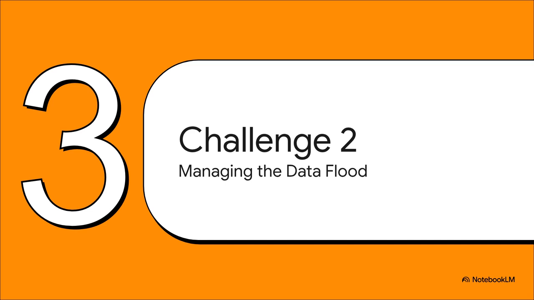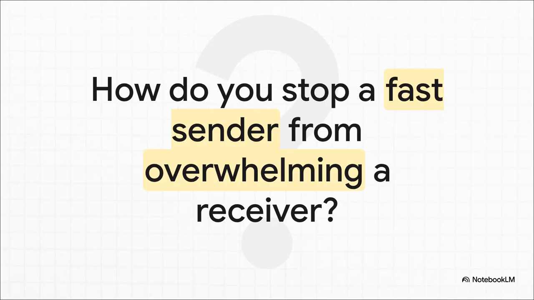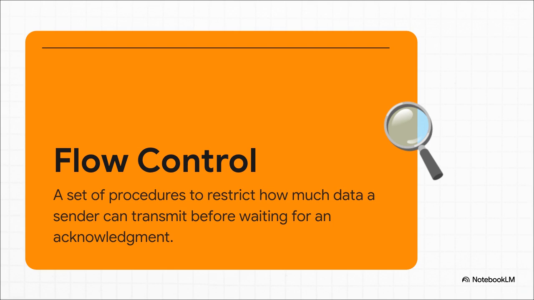Imagine trying to catch baseballs from a pitching machine that's just set way too fast. This gets us to a classic networking problem, right? Your brand new, powerful laptop can send data way faster than, say, an old office printer can process it. So how do we handle this speed difference to stop the receiver's memory from overflowing and just dropping data on the floor? The answer is something called flow control. You can think of it like the traffic light system for data.